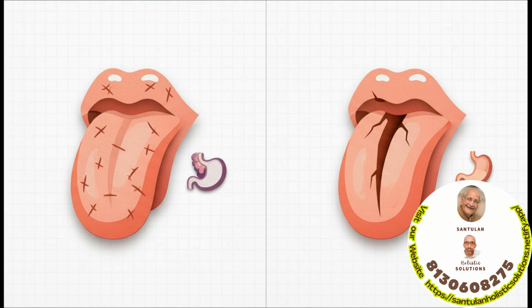Lots of small, minor cuts spread across the surface. That often points to a specific patient constitution where conditions tend to build up slowly. But on the other hand, a deep crack running right down the center, that's a major red flag for some long-standing digestive or even spinal problems.